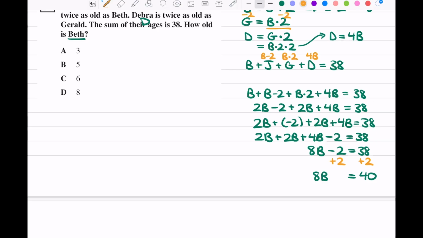Now we have 8 times b. Let's undo that by dividing by 8. On the left side, we get b, and on the right side, 40 divided by 8 is 5. So now we know Beth's age. Beth is 5 years old. And looking at the answer choices, that would be B.